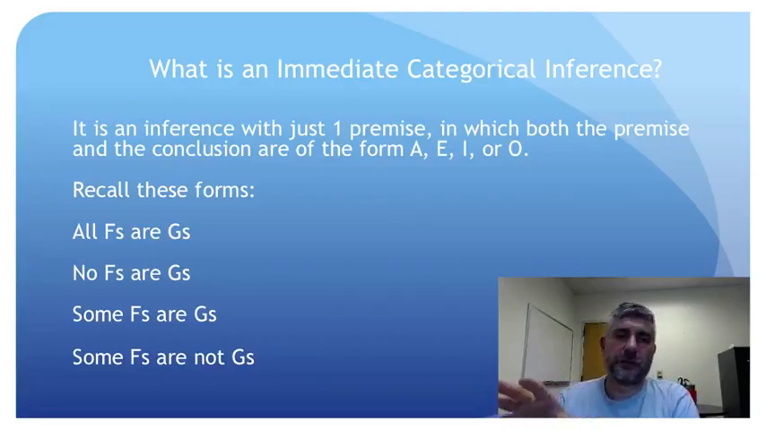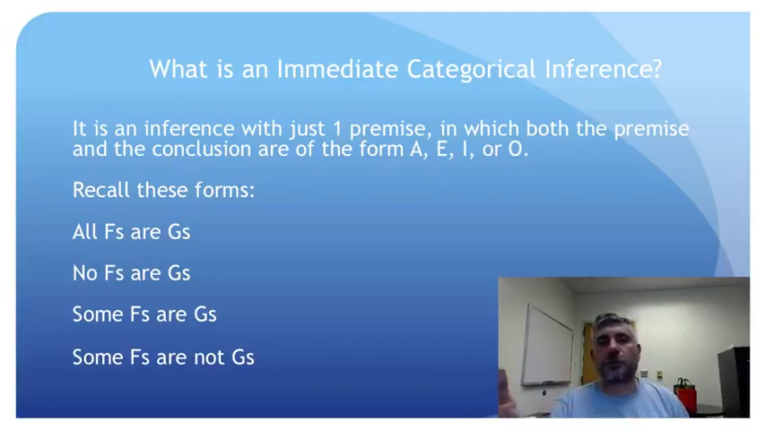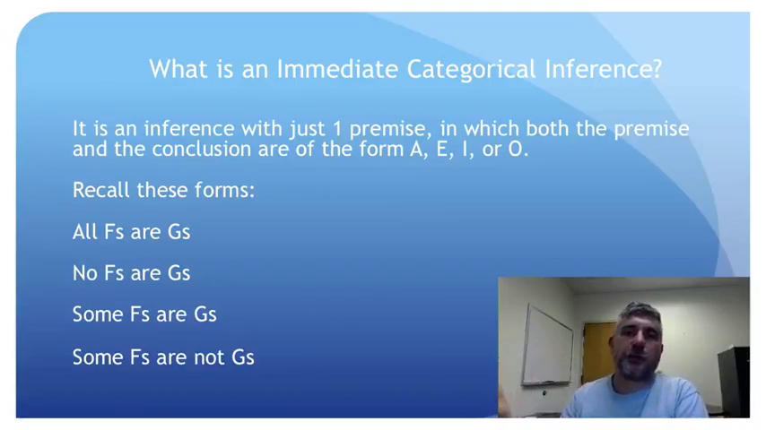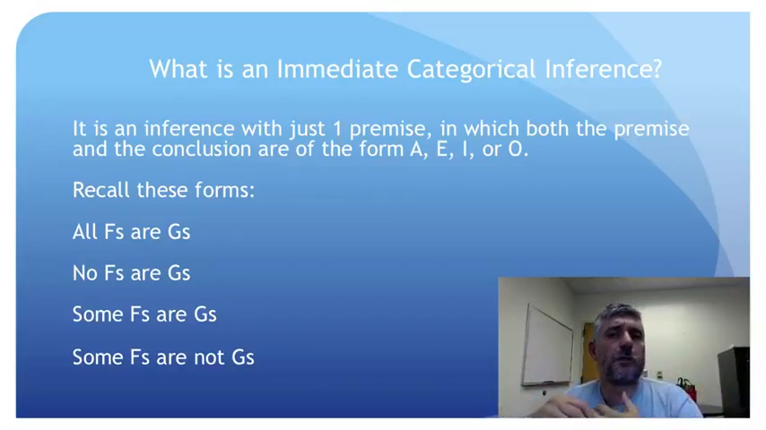Remember what those letters stand for. The A proposition is a proposition of the form all F's are G's. All things that fall into one category also fall into a second category. An E proposition is of the form no F's are G's. Nothing that falls into the first category also falls into the second category. An I proposition is of the form some F's are G's. That's to say, something that falls into the first category falls into the second category. And an O proposition is of the form some F's are not G's. Something that falls into the first category does not fall into the second category.